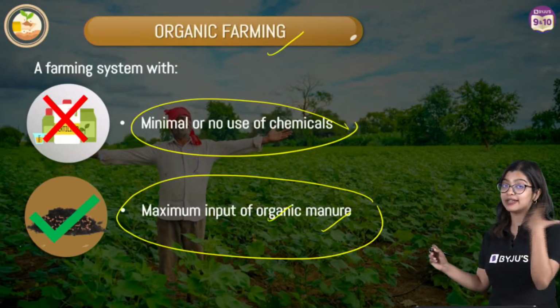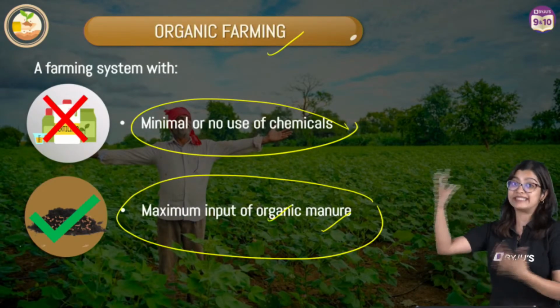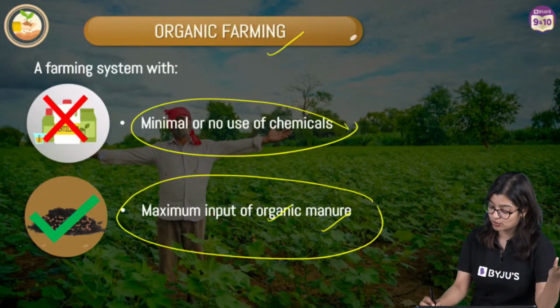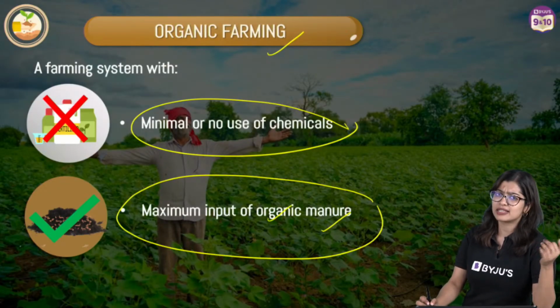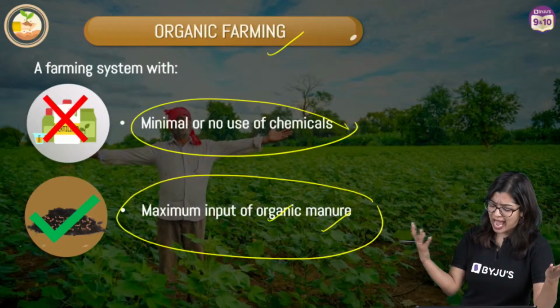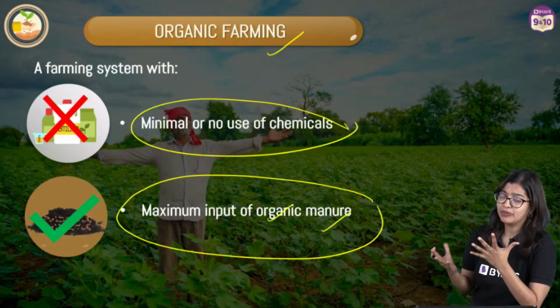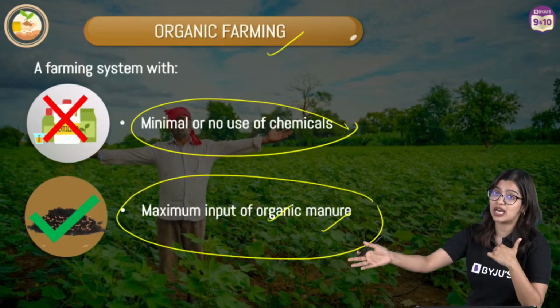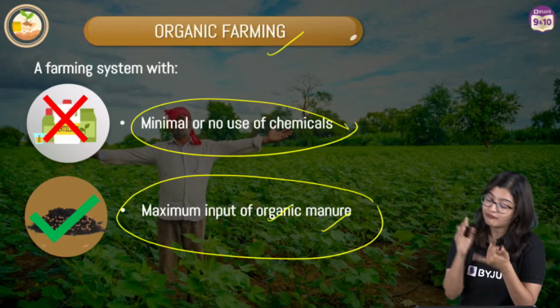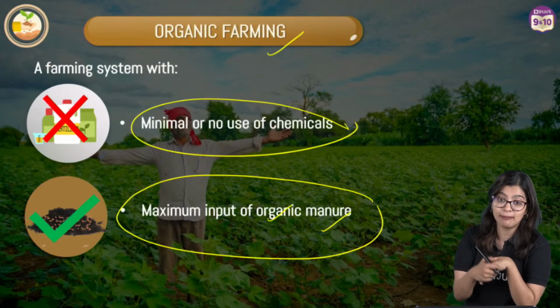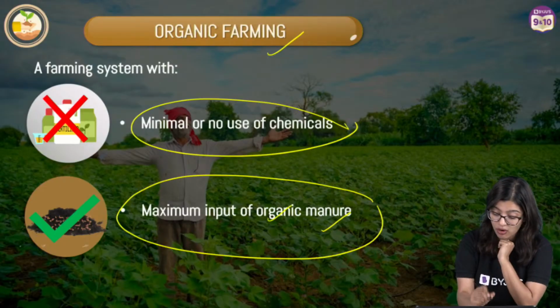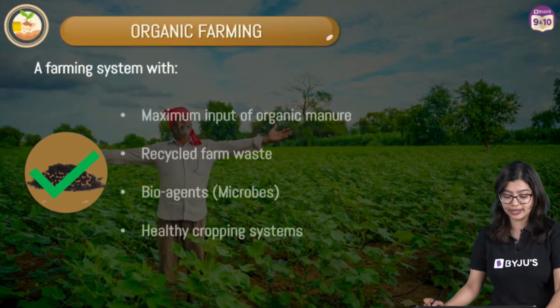Apart from that, in order to make this manure, you can use recycled farm waste, you can use various microorganisms, you can use neem leaves, which naturally acts as a pesticide. So a lot of natural alternatives are available to what we use chemically, whether it be a fertilizer or a pesticide, which is why organic farming is recommended.